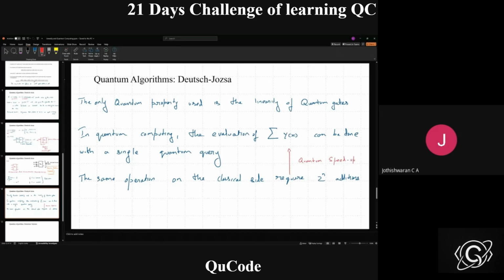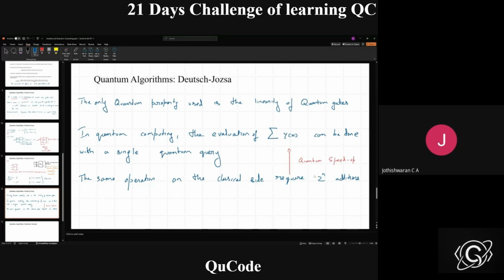Which is why this is considered to be the first proper quantum algorithm, where I take a classical problem and I show that I can do this in, say, 2 to the power n by 2 steps. This whole problem can be solved twice as fast, but not any faster than that. It will still be exponential in n.